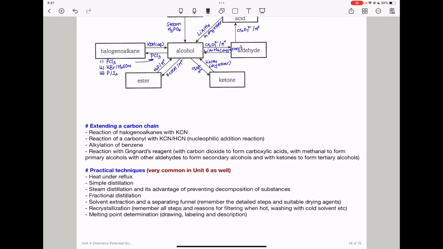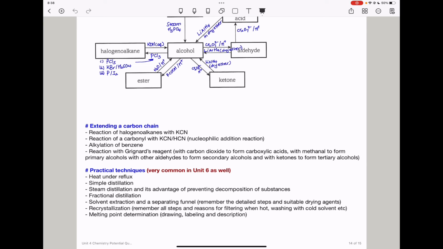Reaction with Grignard's reagent. Ensure you fully understand which products you form. For example, if I react carbon dioxide with Grignard's reagent, I form carboxylic acids. And when I react Grignard's reagent with methanal, I form primary alcohols. If I react with other aldehydes, I form secondary alcohols. And with ketones, you will form tertiary alcohols.